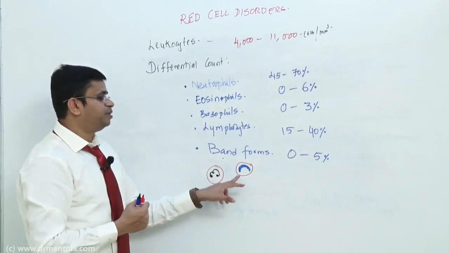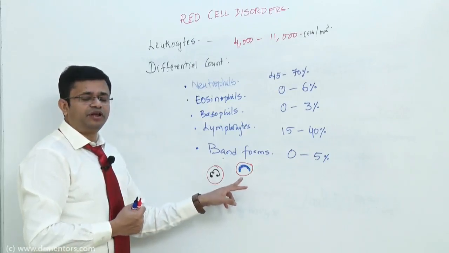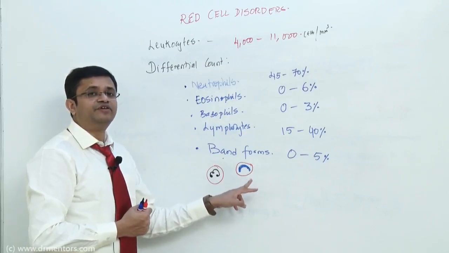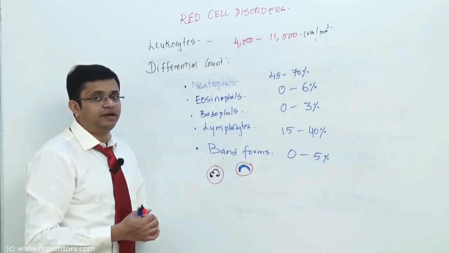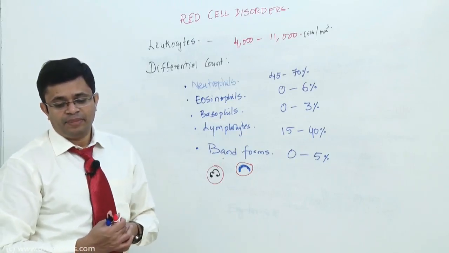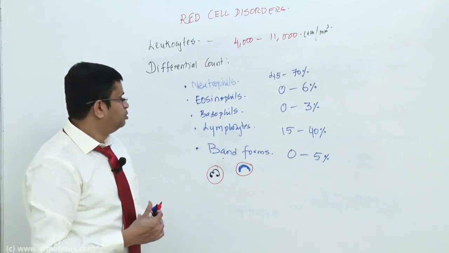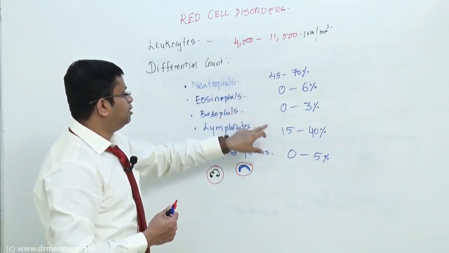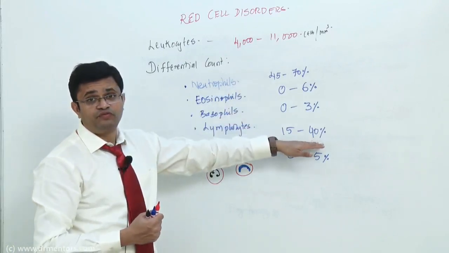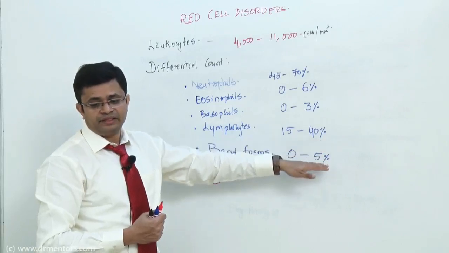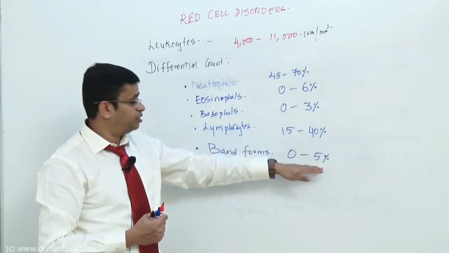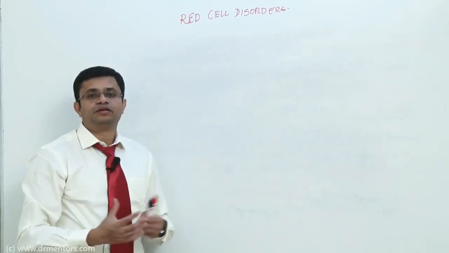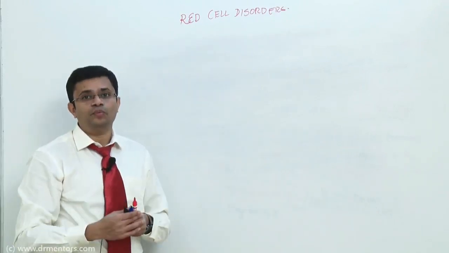So band forms means it's a neutrophil precursor which does not have the lobations. It is arranged in a band form. So that's your band percentage. Right? So the basophils, eosinophils, neutrophils, you should know the rough range. Lymphocytes might fluctuate up to 15 to 40%, and the band forms can move up to 5%. Now we'll start understanding the hemoglobins as such.